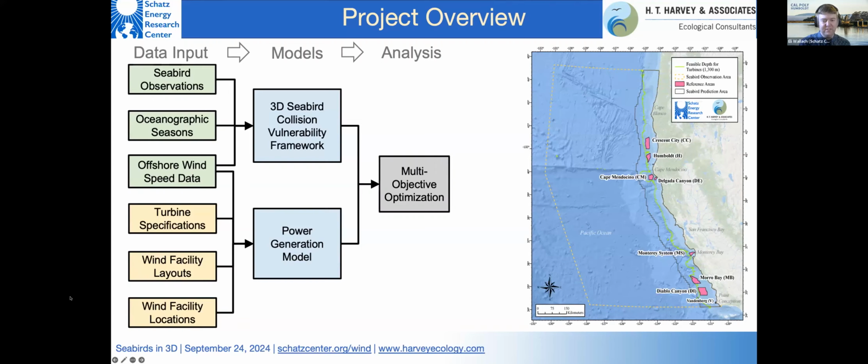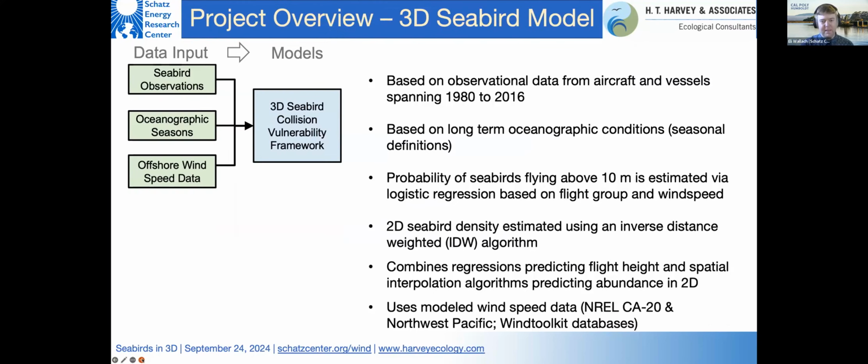Feeding this optimization analysis are the two core models, the power generation model and the 3D seabird vulnerability model. And on the far left, we have all of our data inputs. Jumping into an overview of the seabird model. Slide, please. Thank you. Stephanie will be presenting this in much greater detail later on, but generally this model combines a flight height regression and 2D seabird density estimates to make the final 3D density estimates.